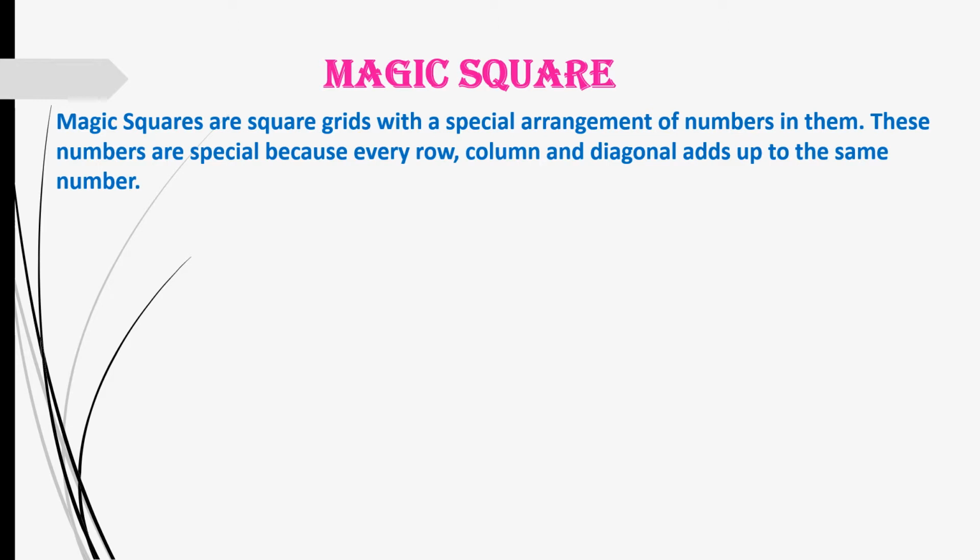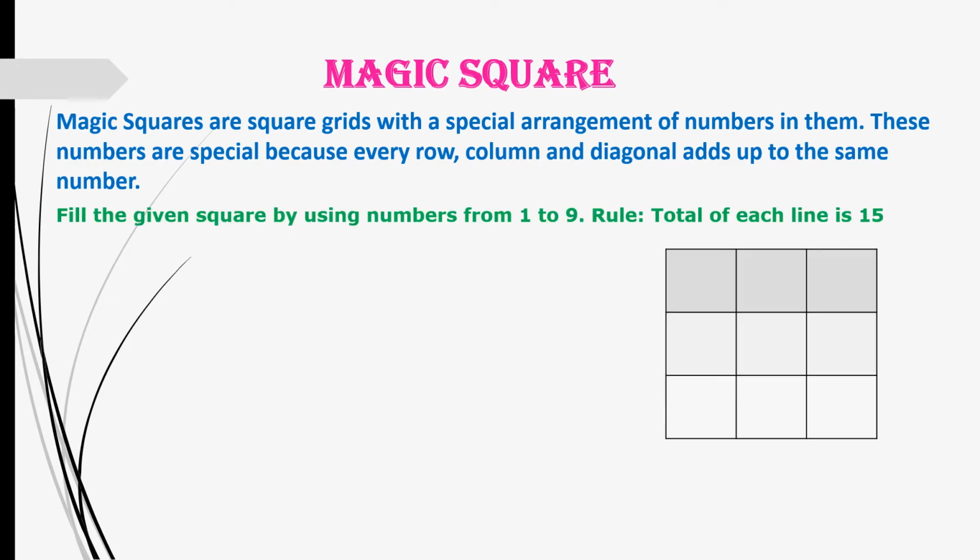Okay. So let me explain this with the help of an example. Fill the given square by using numbers from 1 to 9. I have to fill numbers from 1 to 9 in this square grid, and the total of each line, that means the total of each row, each column and each diagonal, is 15. So I am just telling you a trick for how to fill this magic square. First you will write the numbers which I have to fill in the square box.